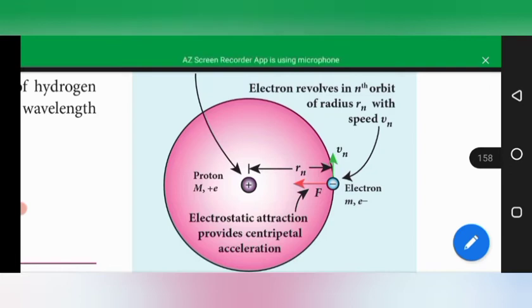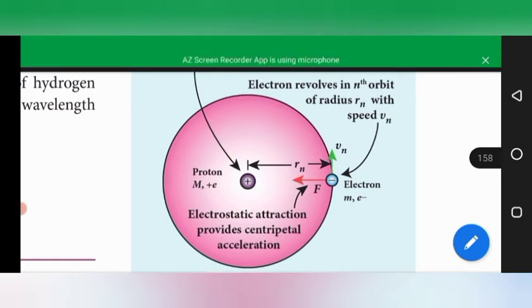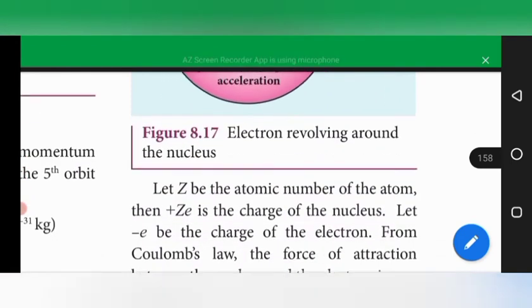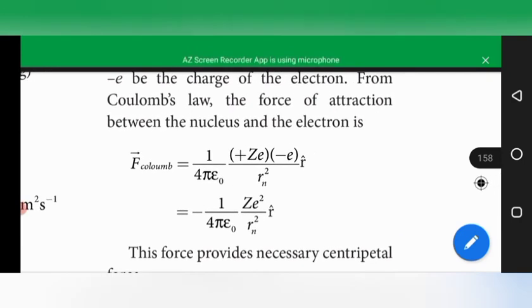The charge of the nucleus is entirely due to the charge of the protons. Let us assume that the electrostatic attraction provides the centripetal acceleration. That gives the centripetal force, and the electrostatic attraction force is also for two charges. Let Z be the atomic number of the atom, so positive Ze is the charge of the nucleus, and minus e is the charge of the electron. According to Coulomb's law of force of attraction between the nucleus and the electron, F is equal to 1 by 4 pi epsilon naught times Ze times minus e.